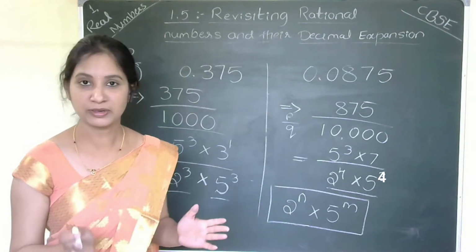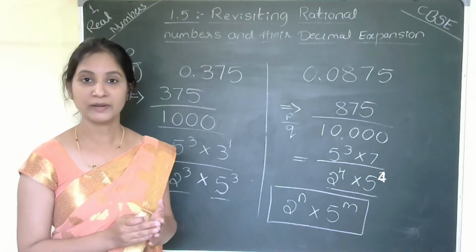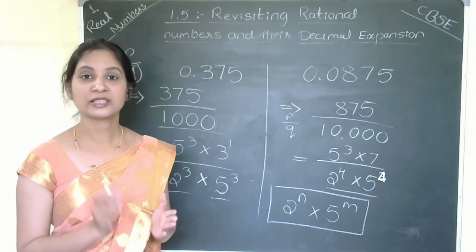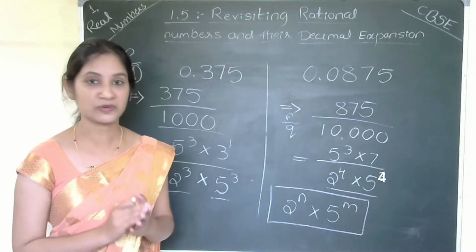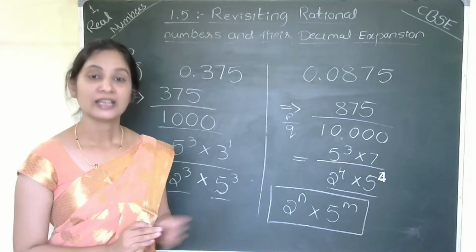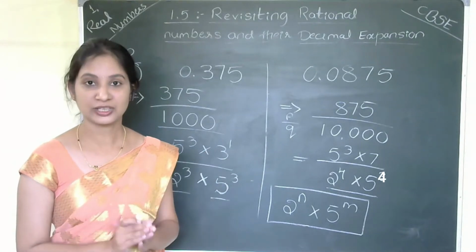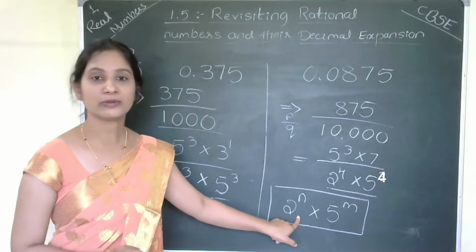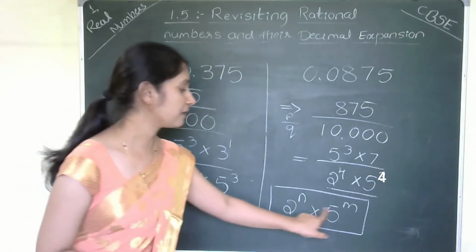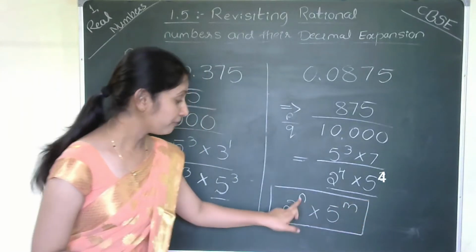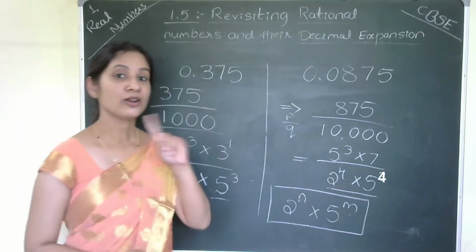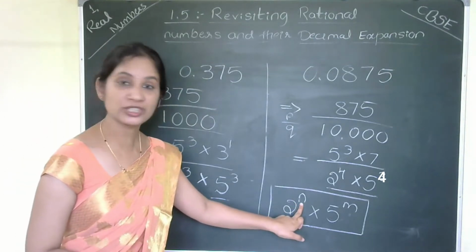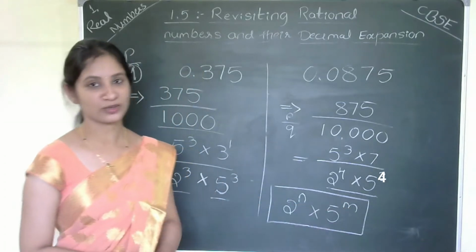For any rational number which is in the form p by q, for some integers p and q where q is not equal to 0, the prime factorization of q, I am talking about the denominator, will be in the form 2 raised to n multiplied by 5 raised to m, where m and n are non-negative integers. Please keep that in mind.